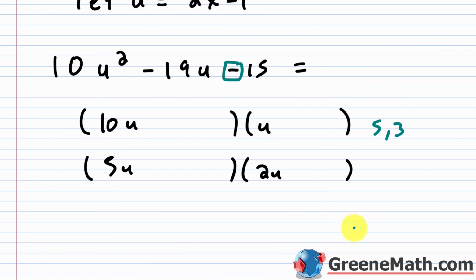That's not possible. Then you have 5 and 3. Can't put a 5 here, but I could put it here. Could put a 3 here. Can't put a 5 here, but I could put a 3 here and a 5 here.